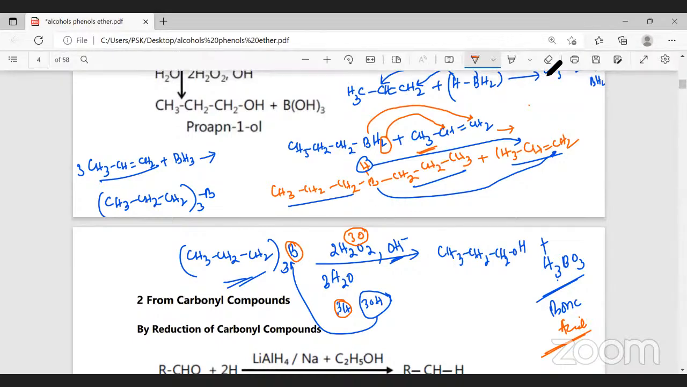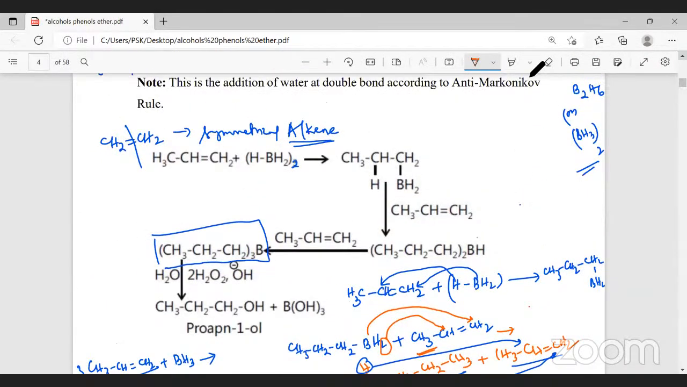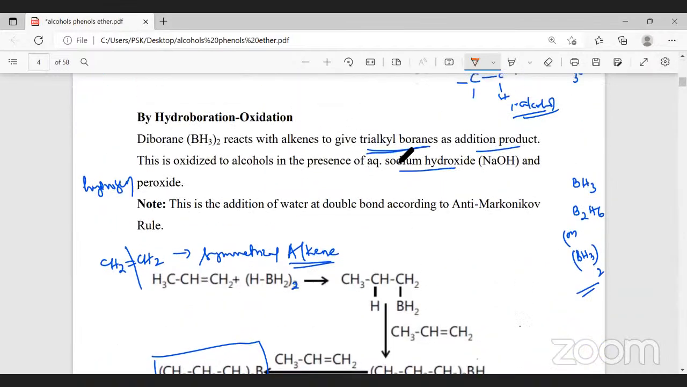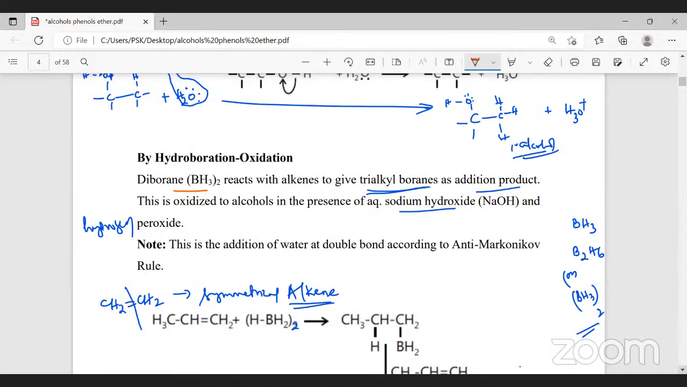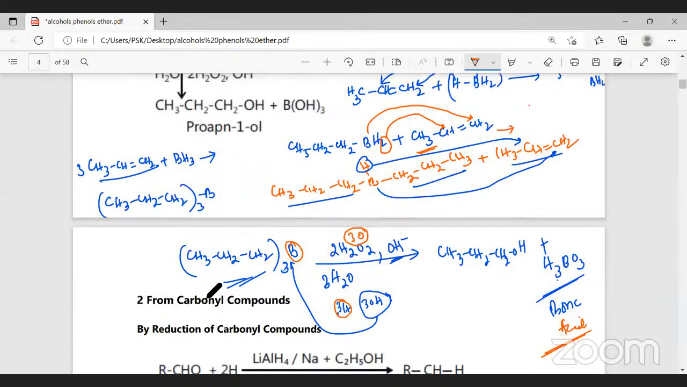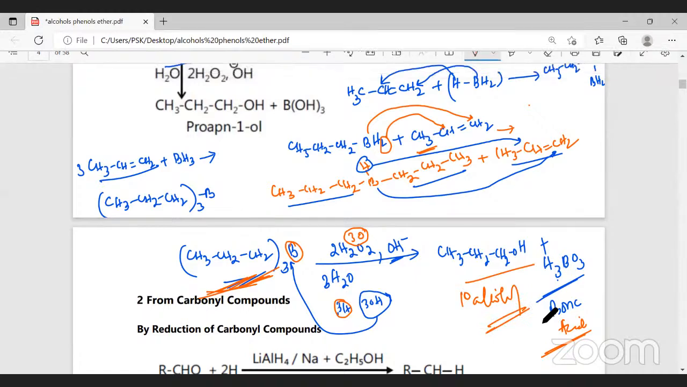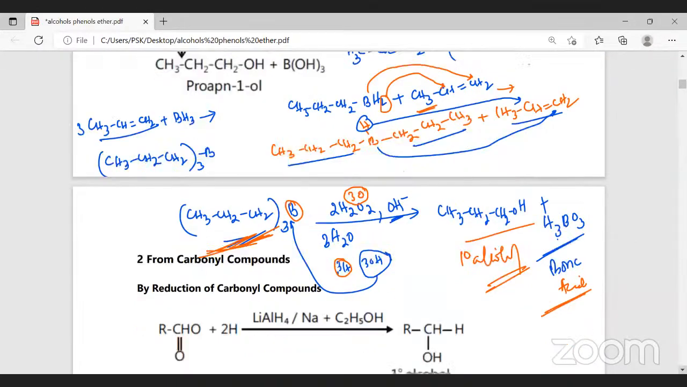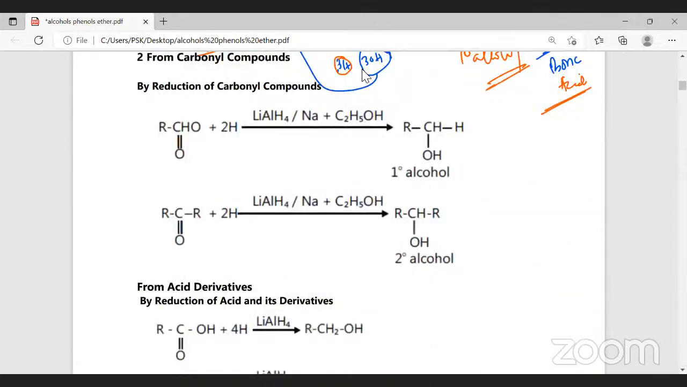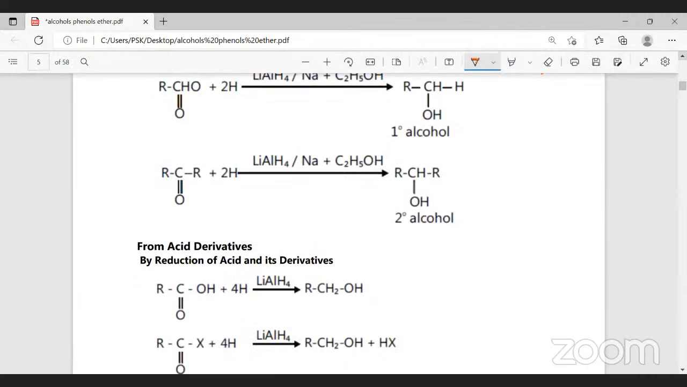So this is called the hydroboration oxidation reaction. It is a reaction of unsymmetrical alkene with diborane. When unsymmetrical alkene is reacted with diborane, what is the product you get? You get trialkyl boron. This trialkyl boron, when you oxidize in the presence of hydrogen peroxide and sodium hydroxide, you get primary alcohol, and you get boric acid as a byproduct. Did you understand this? Students, are you there? Yes, sir. Followed? Yeah, good.